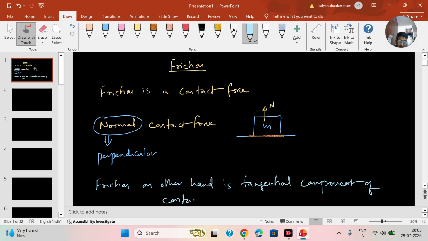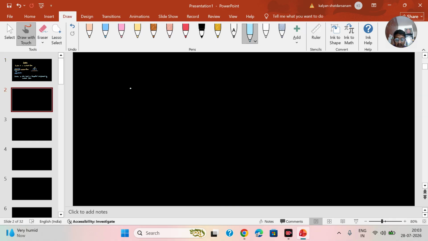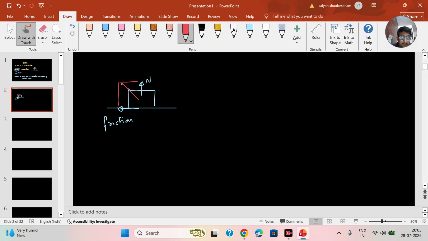So actually friction and normal together are called the contact force. If the problem says find the contact force, suppose there is a floor and a block, with a normal force acting on it, and let's say there is also friction acting on it for some reason, then you should find the resultant of friction and normal. That will be the net contact force. I'm using the parallelogram law or triangle law to add these forces.